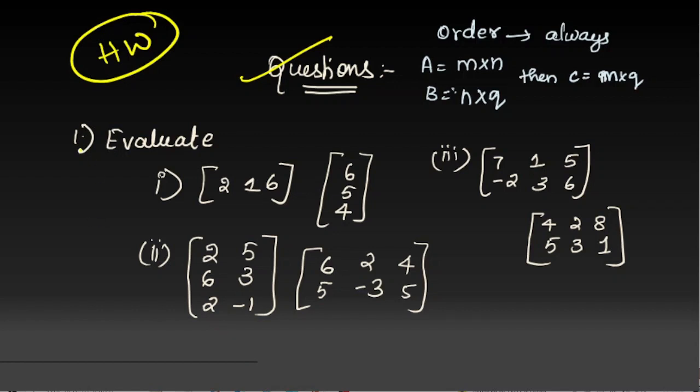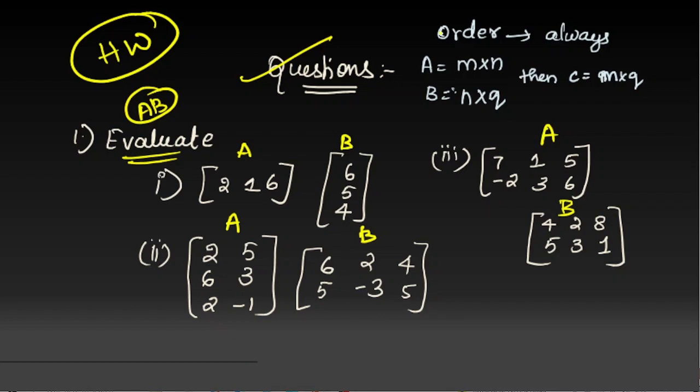Here it is given, evaluate the homework questions. You have to do matrix multiplication considering it as A matrix, B matrix, and find AB in all the 3 cases. This is A, this is B, this is A, this is B. So find AB. First A should be having the rows and B should be columns. You have to split the B into columns and A into rows. Next, second one and third one.